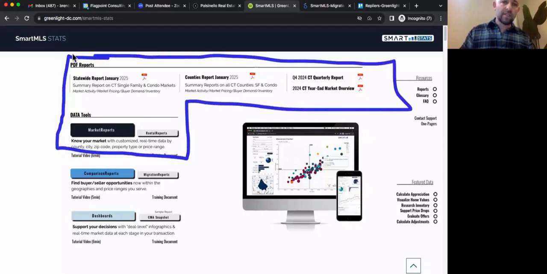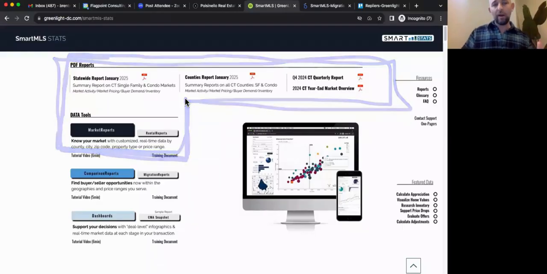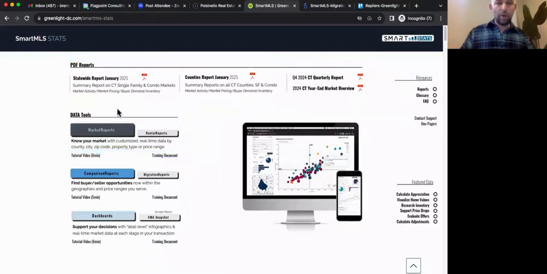So I want to lend your attention to this top part up here, which is going to be pre-prepared market insights that you can adjust to your area. And so the first thing I want to point out is this thing called market reports. And so this is live data for your team's footprint.